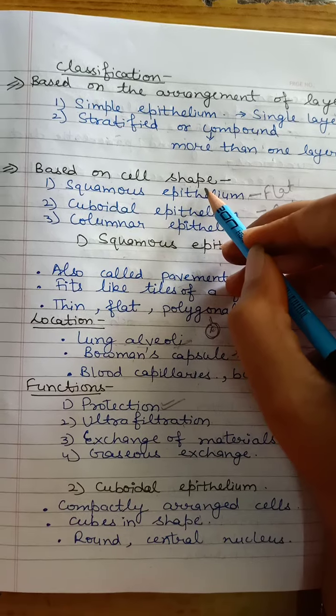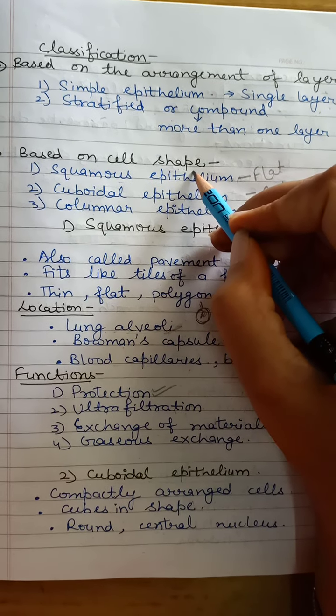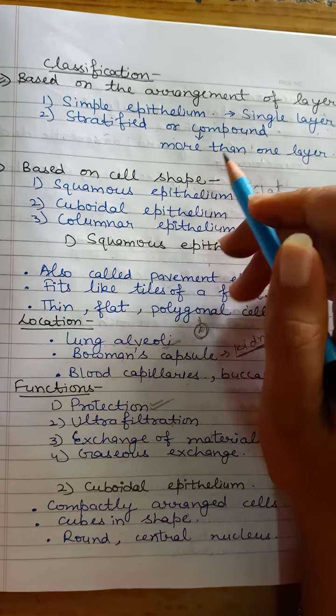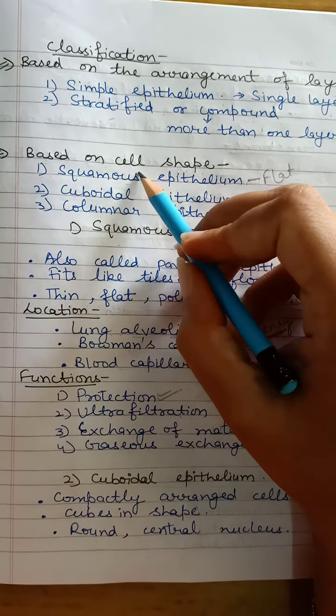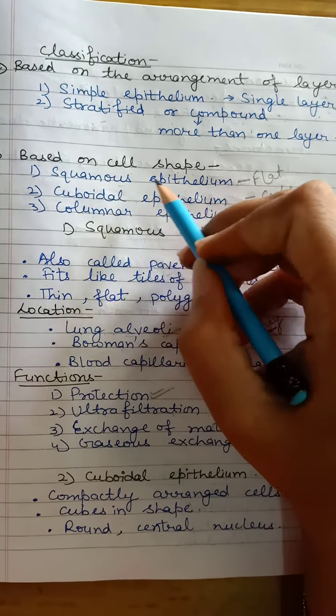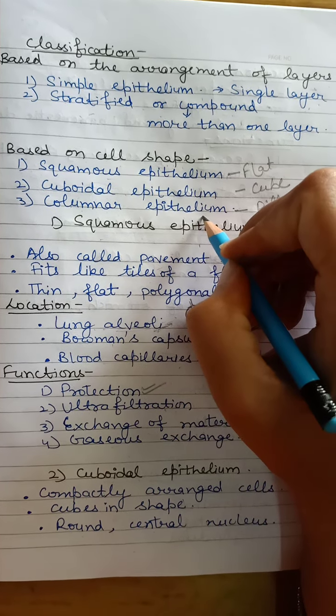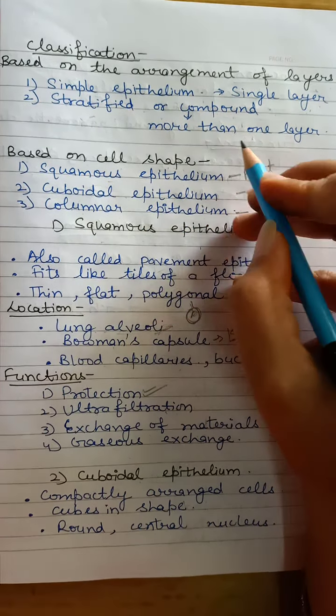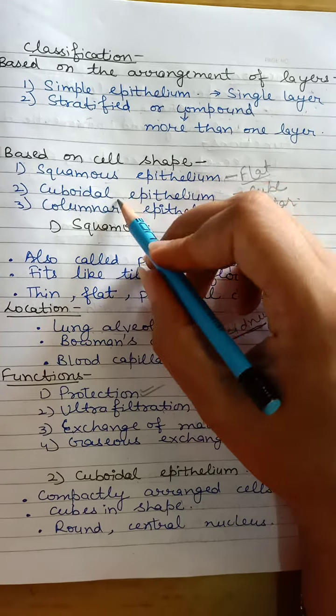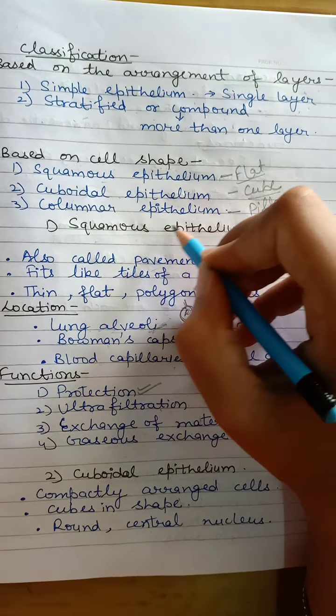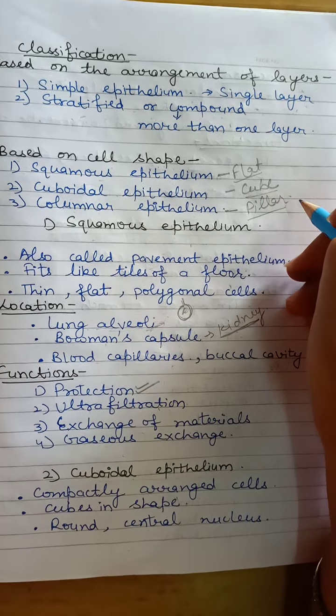The second basis of the classification is the cell shape. On the basis of the cell shape, epithelium is of three types: squamous epithelium, cuboidal epithelium, and columnar epithelium. Squamous epithelium is flat in shape, cuboidal is cube-shaped, and columnar epithelium is pillar-like.